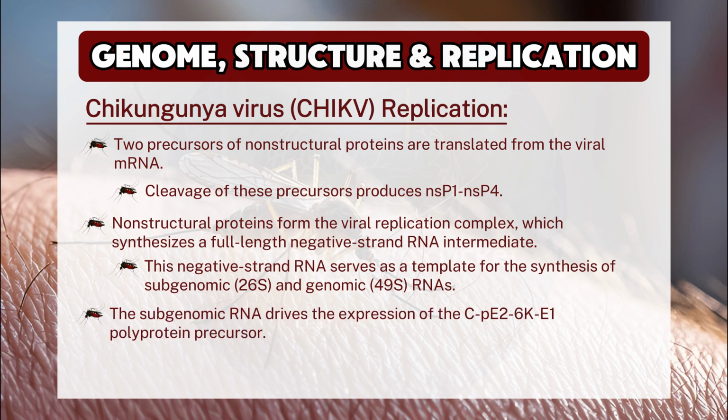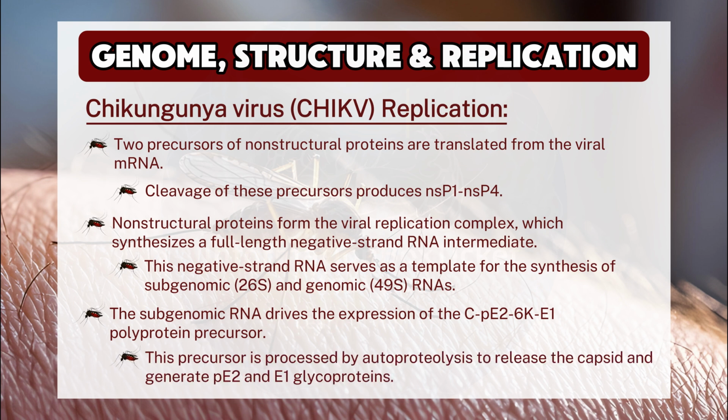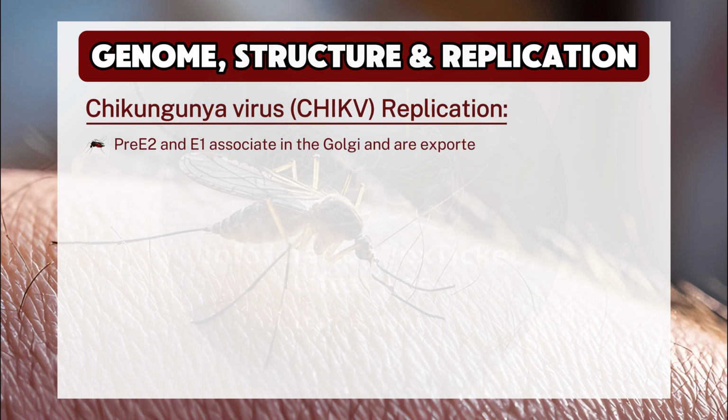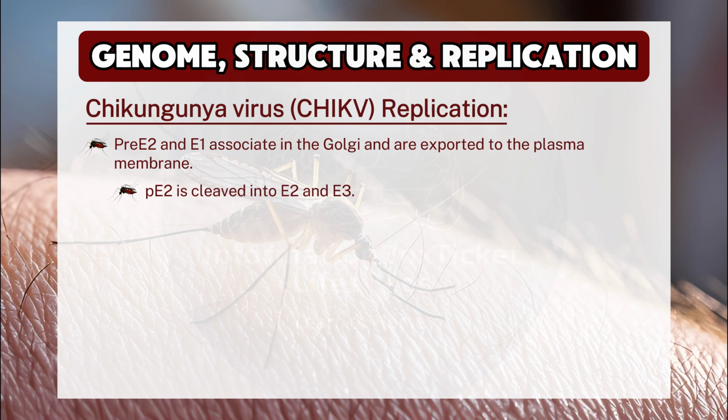The subgenomic RNA drives the expression of the C-PE2-6K-E1 polyprotein precursor. This precursor is processed by autoproteolysis to release the capsid and generate PE2 and E1 glycoproteins. Pre-E2 and E1 associate in the Golgi and are exported to the plasma membrane. PE2 is cleaved into E2 and E3.